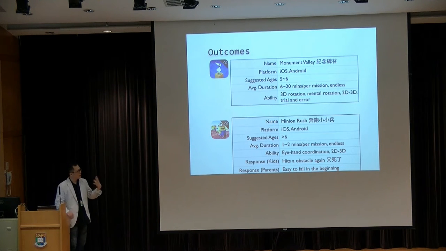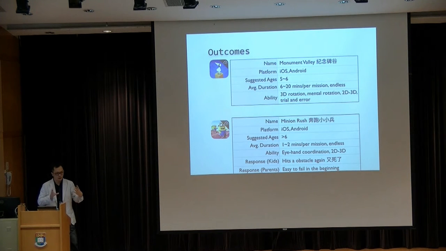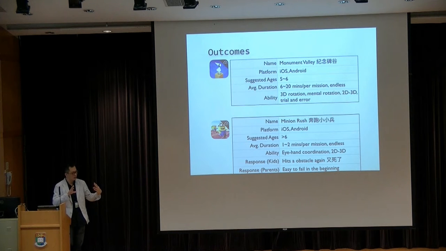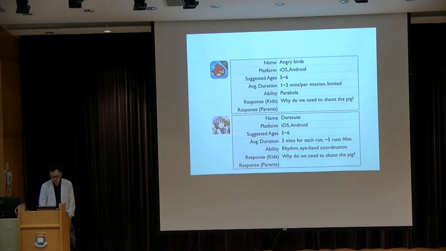So this is our preliminary outcome. We will list all of the games' features on the web page. For example, we will write down the name of the game, the platform, the suggested age, and the average duration. For example, 6 to 20 minutes per session, and whether it is endless, or its duration is limited. So this is our preliminary outcome.